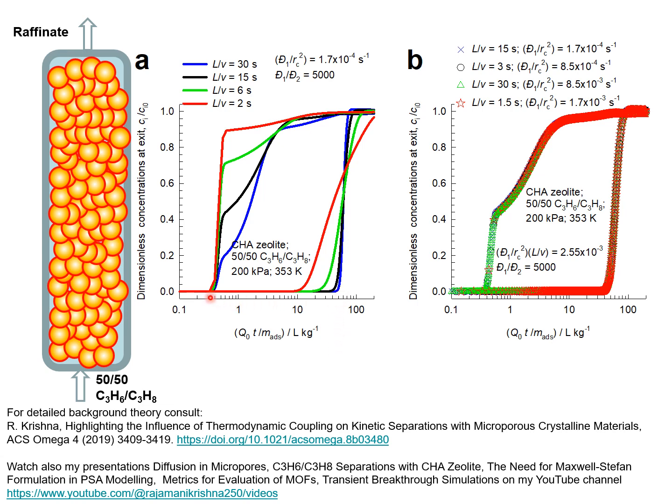So in the time interval from here to here, purified propane is recovered, whereas for the simulations with a contact time of 2 seconds, the time interval during which purified propane can be recovered is about a factor 5 smaller.